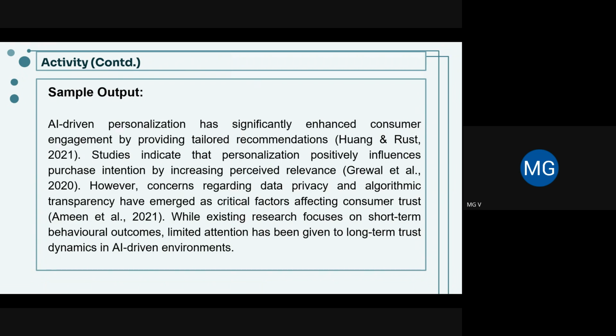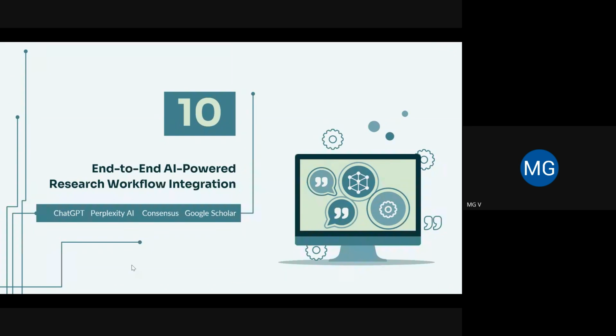Okay. So after this, we are now in a position to synthesize multiple research papers. The skill to write structured literature reviews and identification of clear research gaps. Now, end-to-end AI-powered research workflow integration.